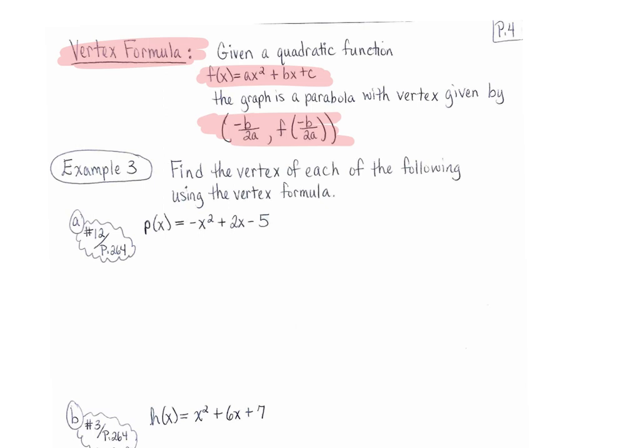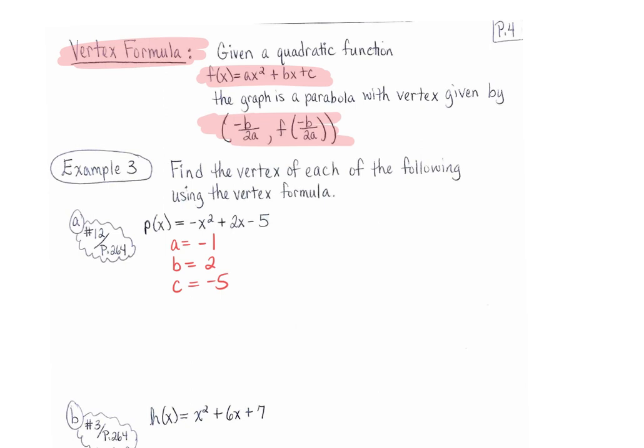Okay? So, let's do an example. We want to find the vertex of each of the following using the vertex formula. In part A, we have p of x equals negative x squared plus 2x minus 5. For us, what is A? -1. Good. What's B? 2. And what is C?